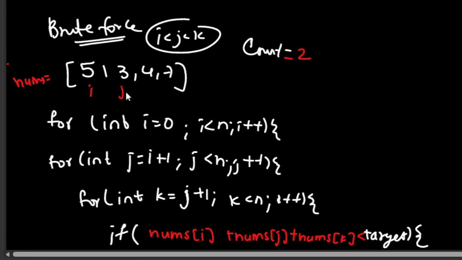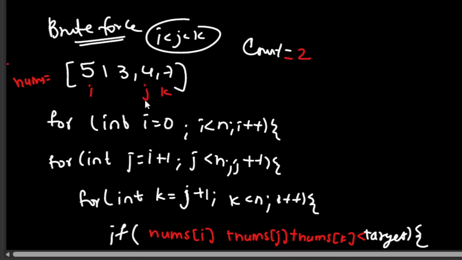Okay, so now J is here, I is here, now K is here, and 5 plus 4 is 9, 9 plus 3 is 12. So 12 is not less than 12, it's equal to 12. So we'll move the K here, and yeah, this will definitely be greater than 12. And now I'll move the J here, K here.